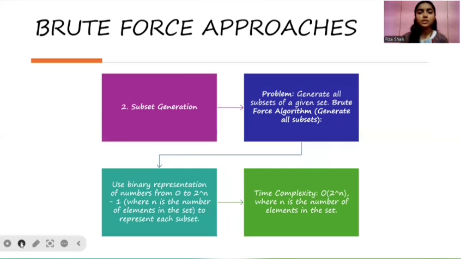The second one is subset generation. Problem is generate all subsets of a given set. Brute force algorithm generate all subsets. Solution for it is using binary representation of numbers from 0 to 2 power n minus 1, where n is the number of elements in the set to represent each subset. Time complexity is given here, where n is the number of elements in the set.